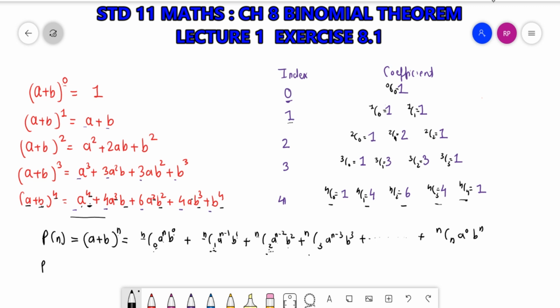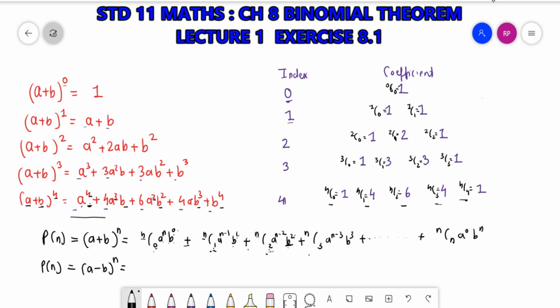Now if I take P of n equal to a minus b raised to n, now it is a minus sign. See, now for every case I will take minus b instead of b. So minus b raised to 0 will be 1. But minus b raised to 1 will be minus b, so instead of plus, there will be minus. Minus b square will be plus b square, so it will be plus.